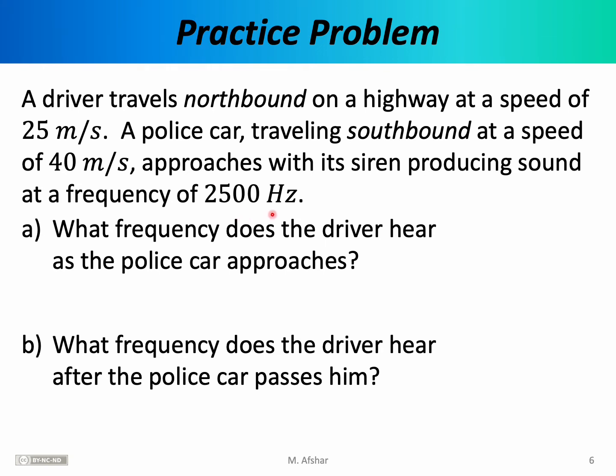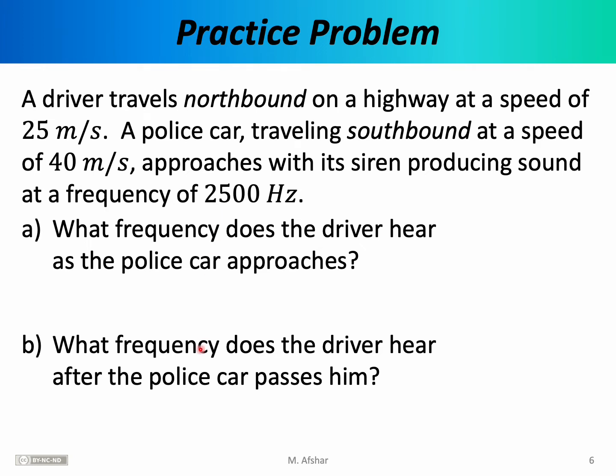So the police officers sitting in the police car hear this frequency. 2,500 hertz is the source frequency. In this context, the police siren is the source of the sound. The driver in the other car, however, will not hear a frequency of 2,500 hertz. The frequency that he or she hears is going to be determined by the Doppler formula.